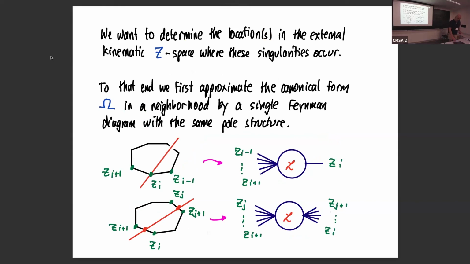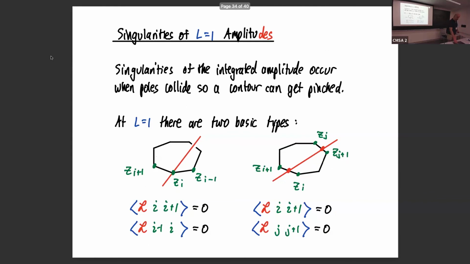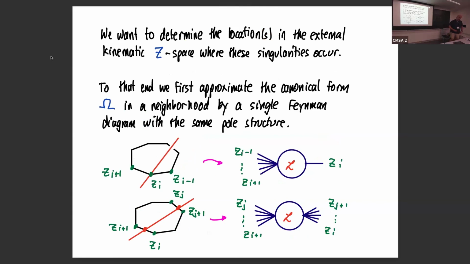Now, let's say we want to determine the location. These singularities won't be realized generically for generic Z. We need to determine what the constraints are on the Z that allow these to be attained, because only when the Z satisfy those properties will this actually be a singularity of the integrated amplitude.